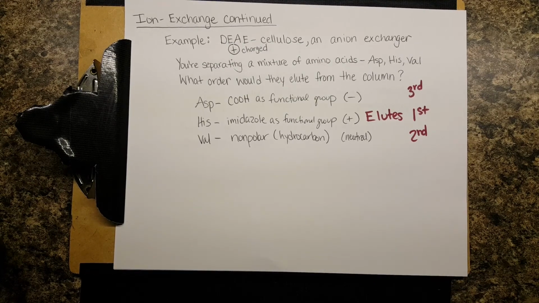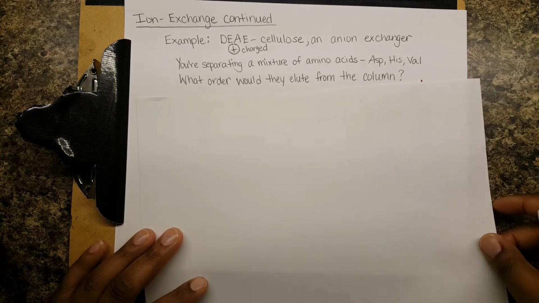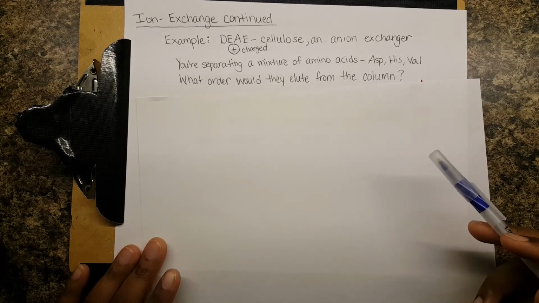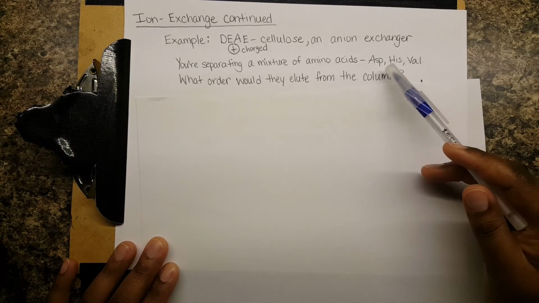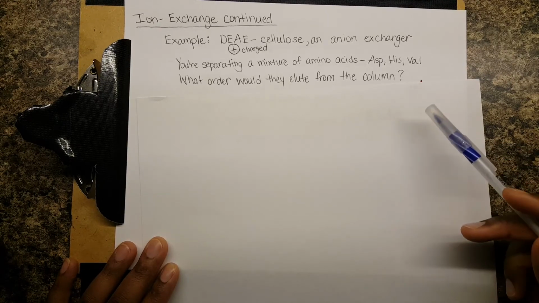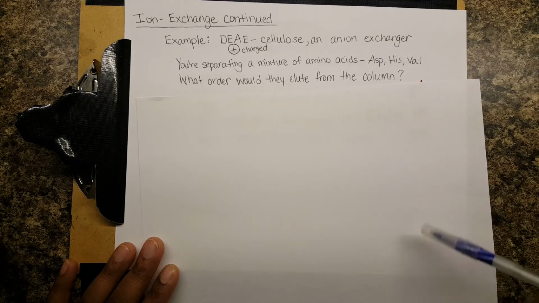Oh, I'm giving you guys the answers. It's all right, I was going to give them anyway. So you're separating a mixture of amino acids. You have aspartate, histidine, and valine. What order would they elute from the column?